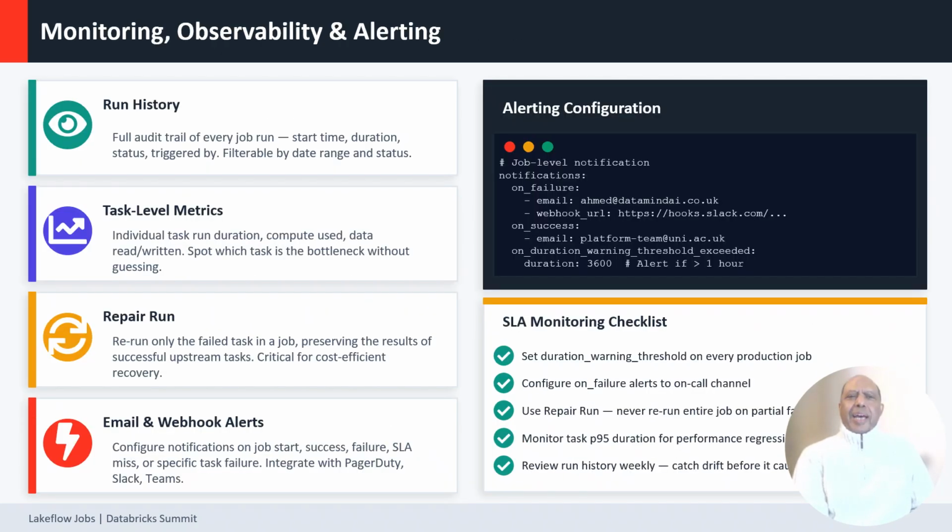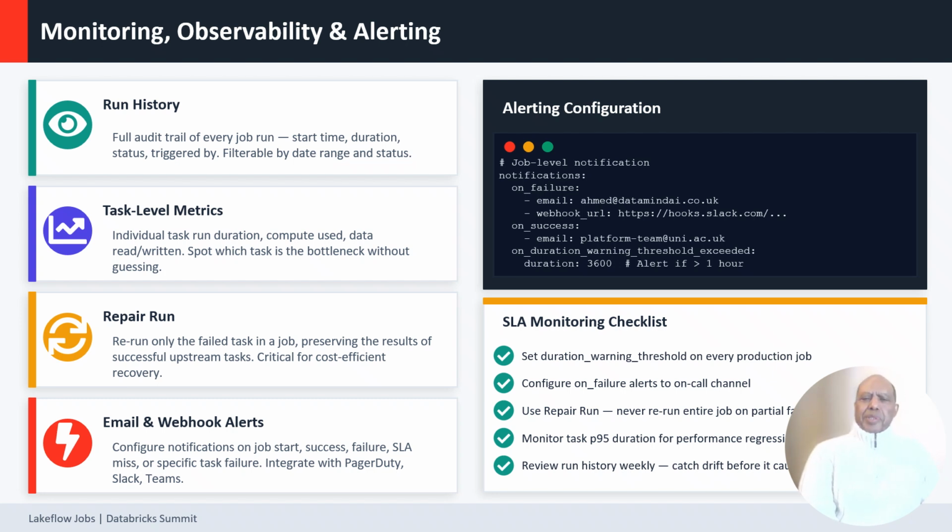Now, monitoring and observability. Lakeflow Jobs has a solid built-in observability layer, and using it properly is what separates teams that find out about failures from their SLA breach notification versus teams that find out from users. So run history gives you a complete audit trail. Every run, every status, every duration. So you can filter by date range, see exactly which task failed, click through to the Spark logs and event timeline. So no external tools needed here.